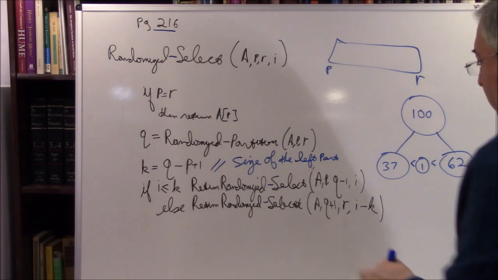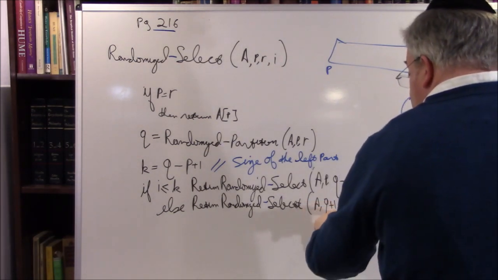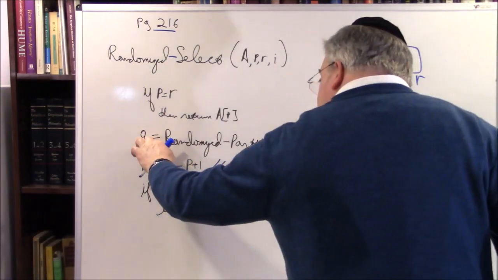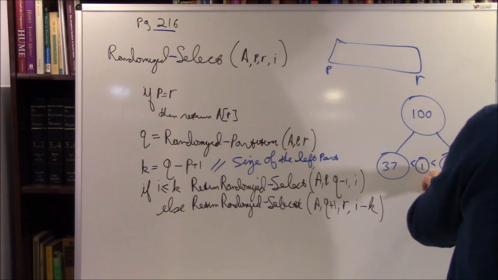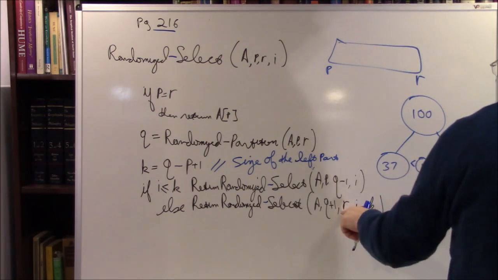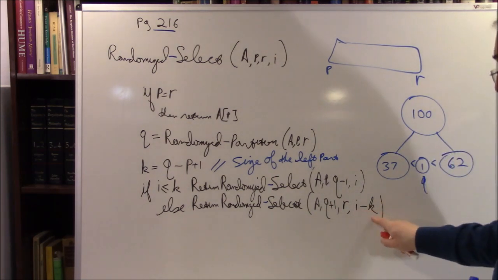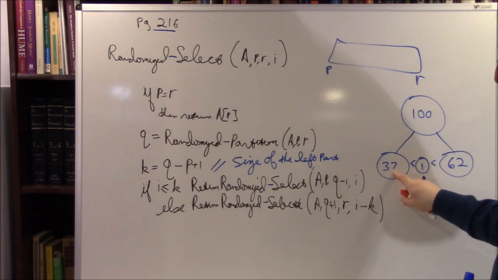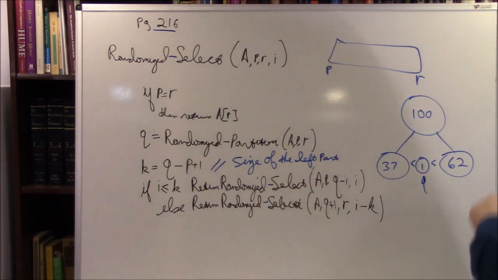Let's just go through this. A is the array, and Q plus 1 means here's the partition point, here's where the pivot is. Go past that, past the Q. Here's the Qth point, and Q plus 1 goes from here till R, till the end. And what do you look for? You look for the i minus K element, because you have K elements over there. So this is the algorithm.